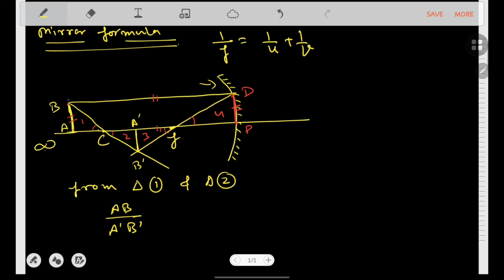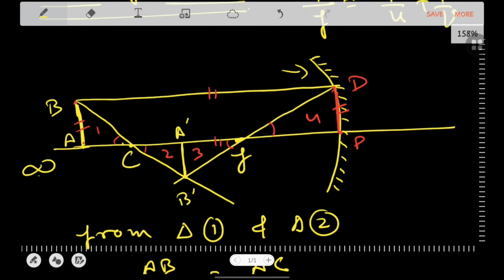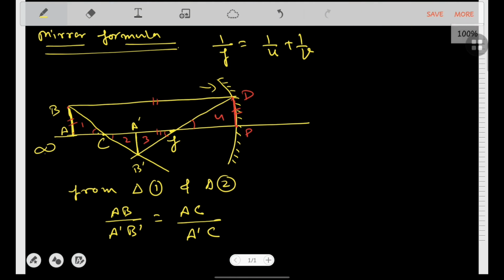So the height of AB, the first triangle. For the second triangle we can also take the height, which is called A dash B dash. The ratio between them is equal to what? AC upon A dash C. Relevant, because here the base of the first triangle is AC and the base of the second triangle is A dash C. This will be our first equation. I hope you have got this.